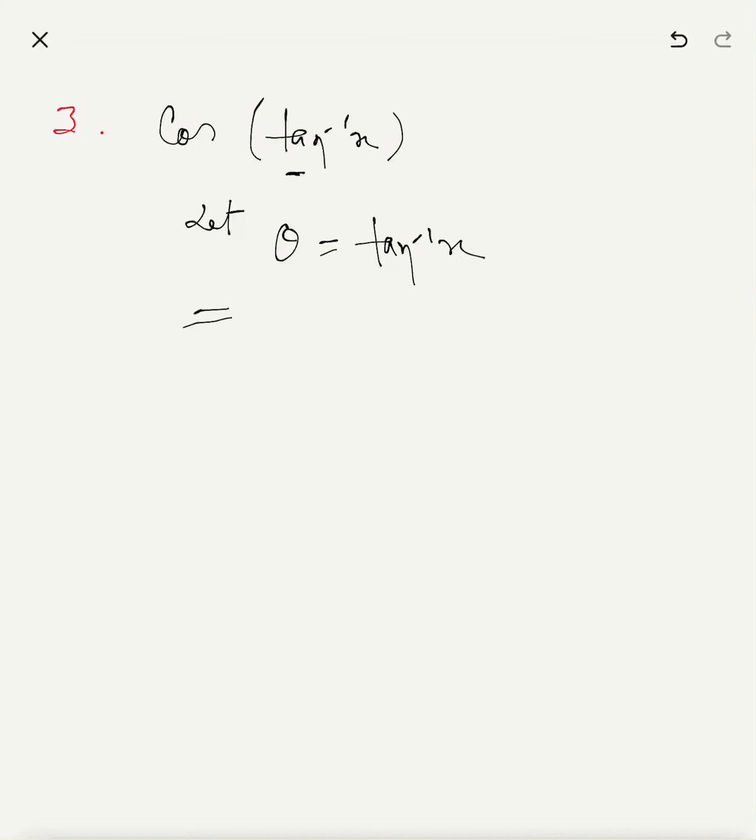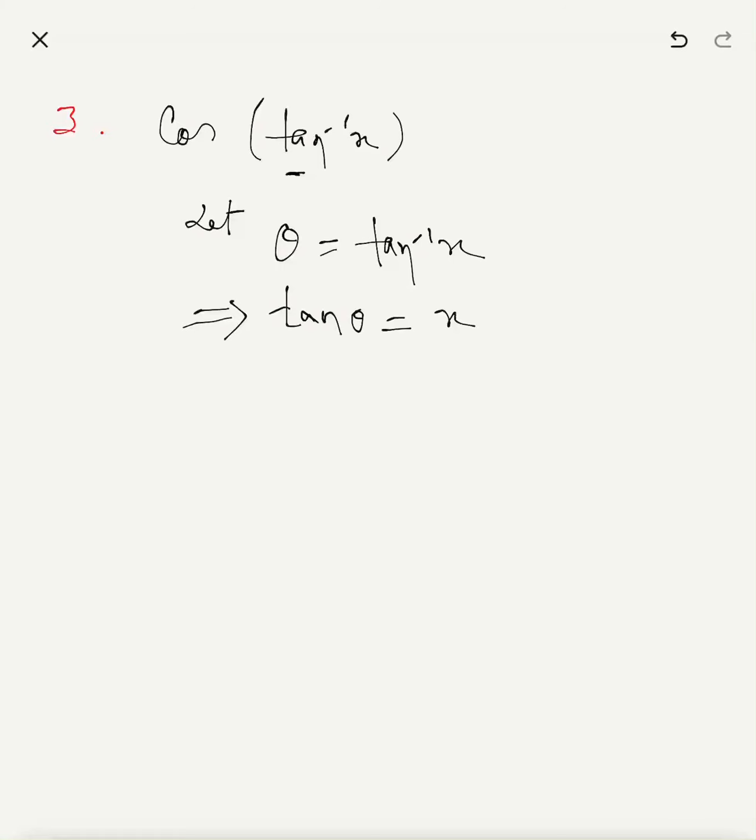Write it down. Cos of, third one, right? Cos of tan inverse x. Now you need to convert this tan inverse into cos inverse, isn't it? Tan inverse into cos inverse. Same process. Let theta be equal to tan inverse x. So how do you write? Tan theta is equal to x.